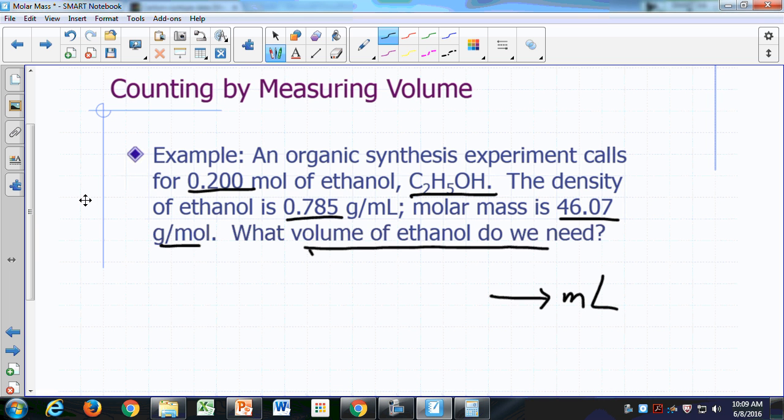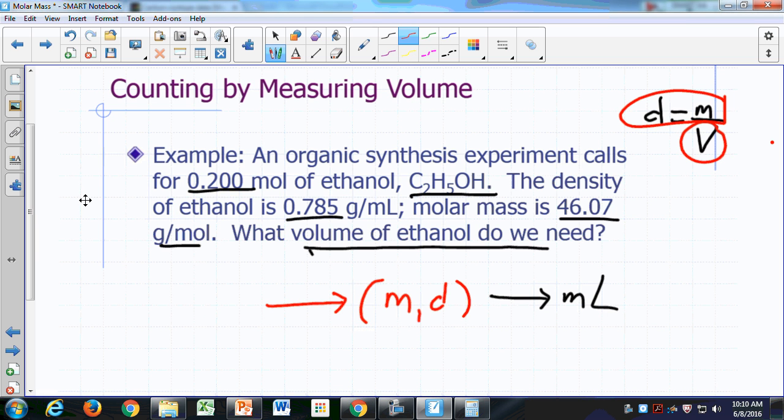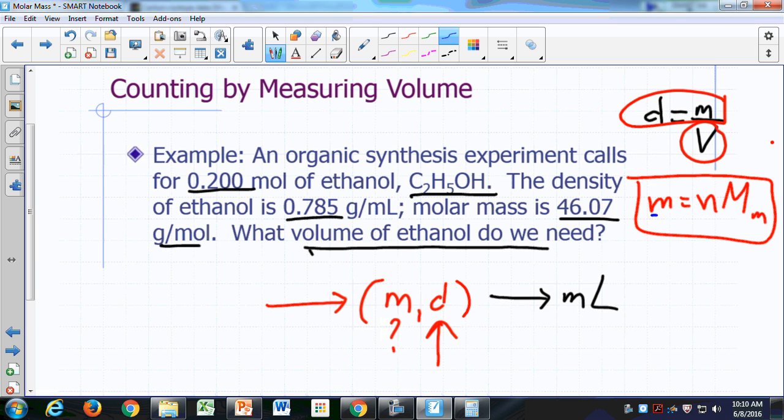So what information do you need to determine volume? What relationship do you know? Density is mass over volume, right? So I need to solve for the volume. So somehow I need to know mass and density. If I know mass and density, I can get my volume. Now, do I know my density? Yeah, I do. So somehow I have to figure out my mass from what's given in the problem. How do I get my mass? Remember, mass equals number of moles times molar mass. So to get my mass, I need to know number of moles and molar mass. So density is known. Why don't you work that out?